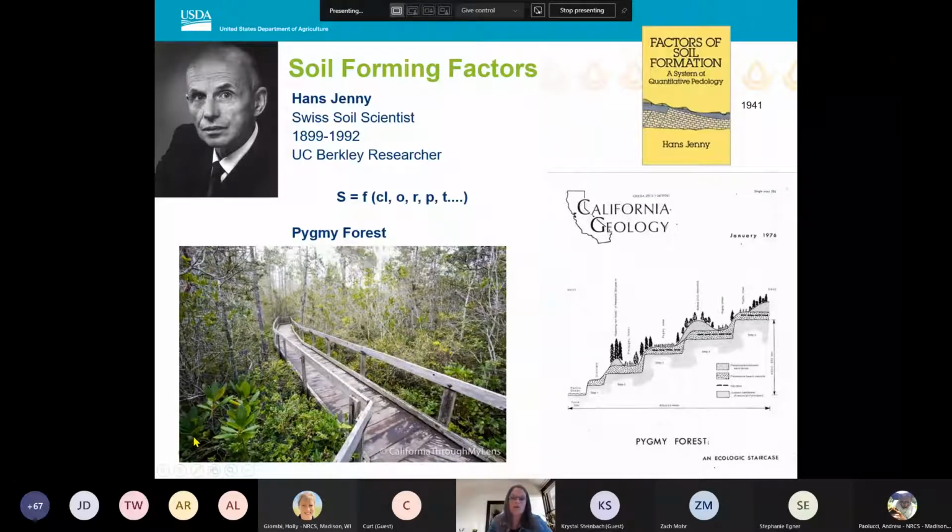Next slide, please. All right, does anyone know any of the 5 soil forming factors? If so, feel free to start typing them into our chat. Hans Jenny is a Swiss soil scientist who came up with the soil forming factors. I don't see anybody in chat yet. All right, parent material, yes, that's one of them. Climate, very good, Josh. Time, Eric, very good.